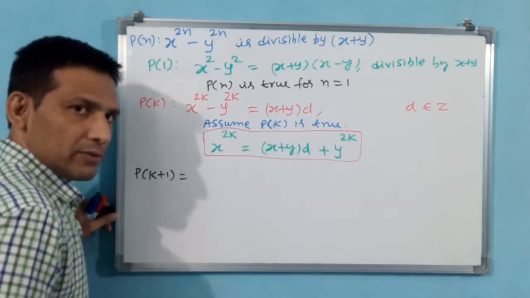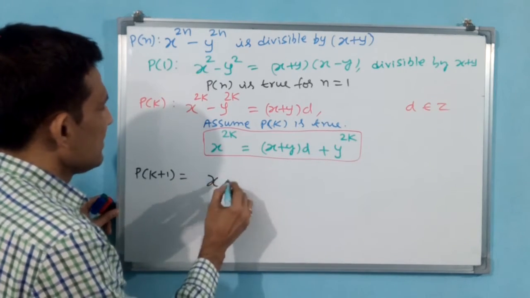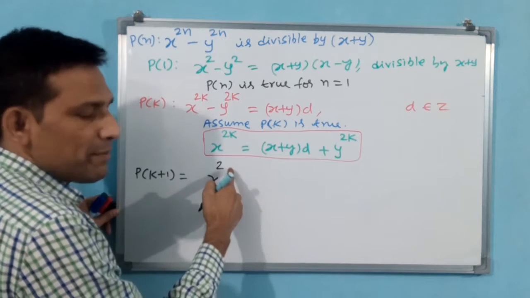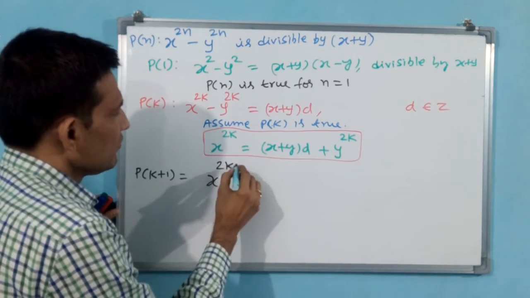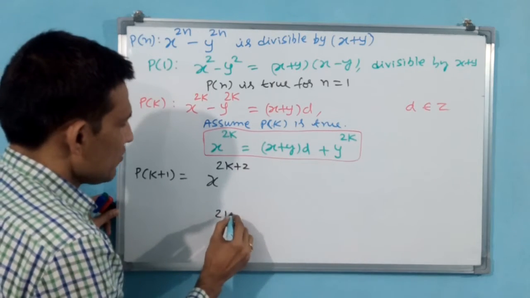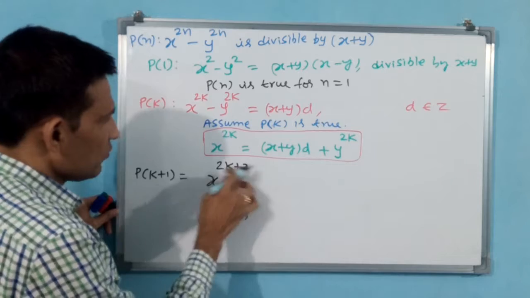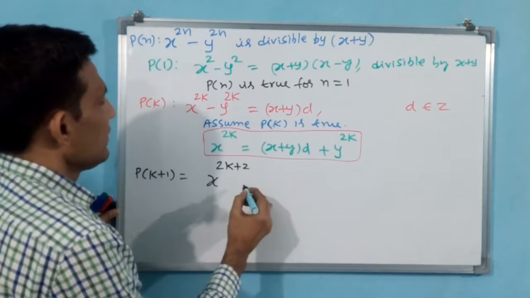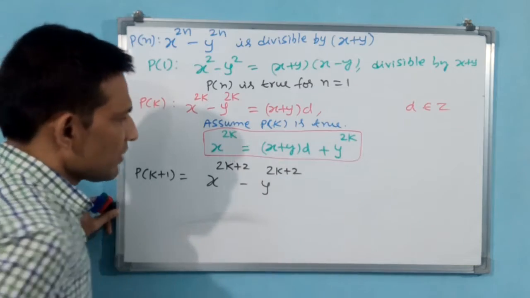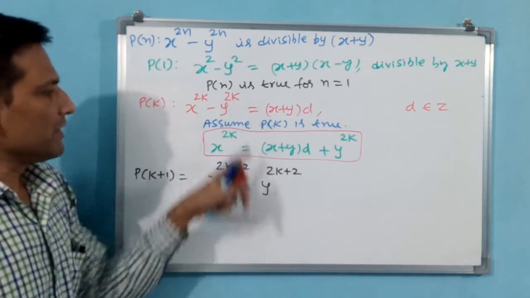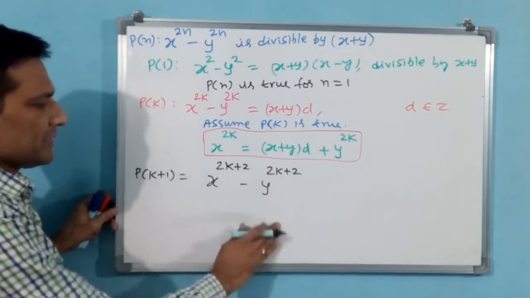P of k plus 1, now you can write equal to x power 2k plus 2. Of k plus 1, 2 of k plus 1 means 2k plus 2 will come. Do you have any doubt? Minus y power 2k plus 2. Is it okay? Y also 2k plus 2, because k plus 1 we have replaced it.